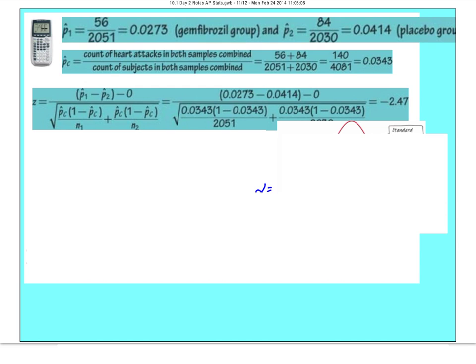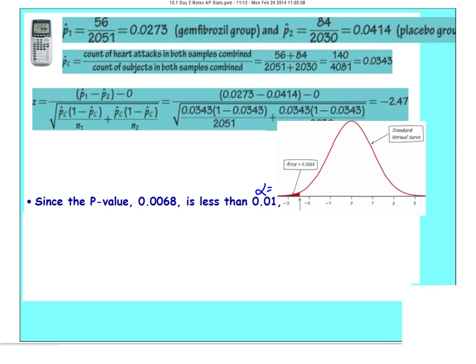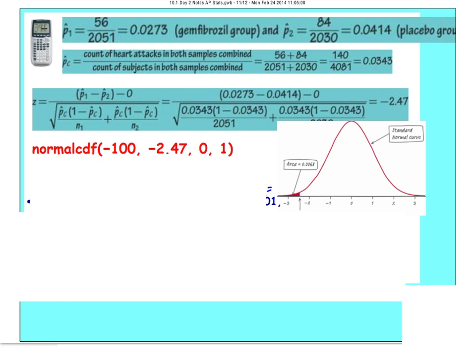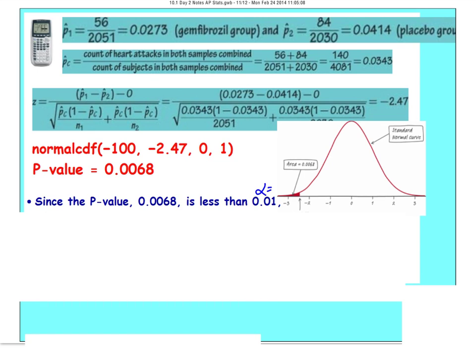Now, this is a one-sided test. So if I look at the curve of what this would be, we're going to see that we need to find this test statistic value and anything less. So I need to find that area. To do that, because I've already standardized the data, all I'm going to do is a normalcdf from negative 100 or negative 999 to negative 2.47, and it's been standardized as a z-score, so just use 0 and 1, and we're going to get a p-value of 0.0068.